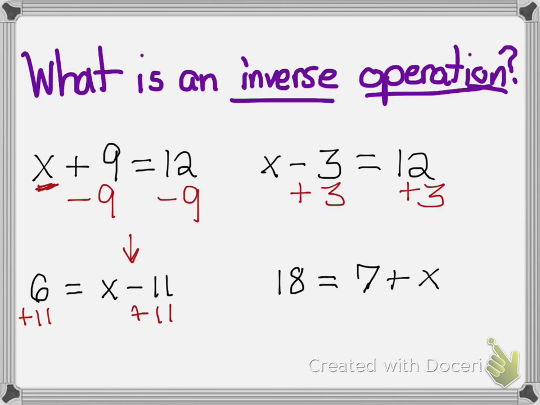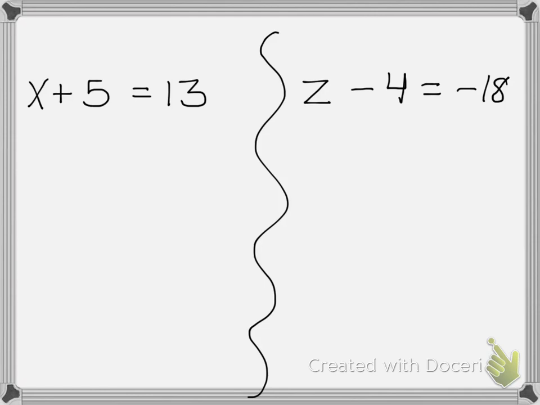It says 18 equals 7 plus x. So as you can see, the 7 is over here on the same side as x. And it's positive because otherwise it would have had a negative in front of it. So the inverse operation of that positive 7 is to subtract 7. And positive is the same thing as adding. All right, now let's start solving one-step equations.